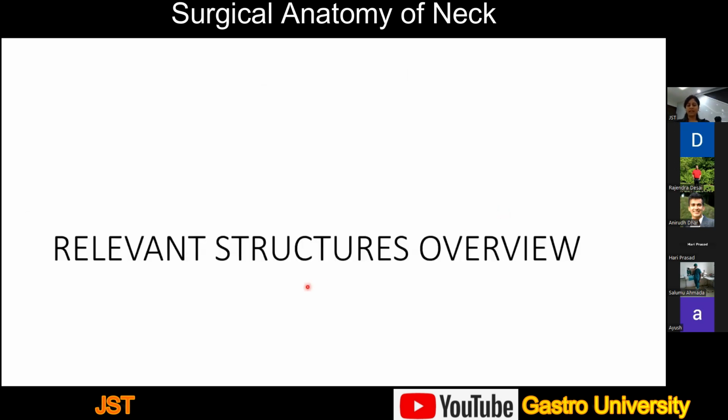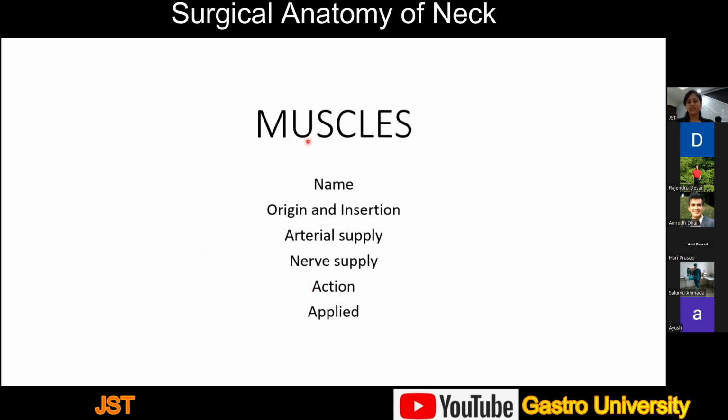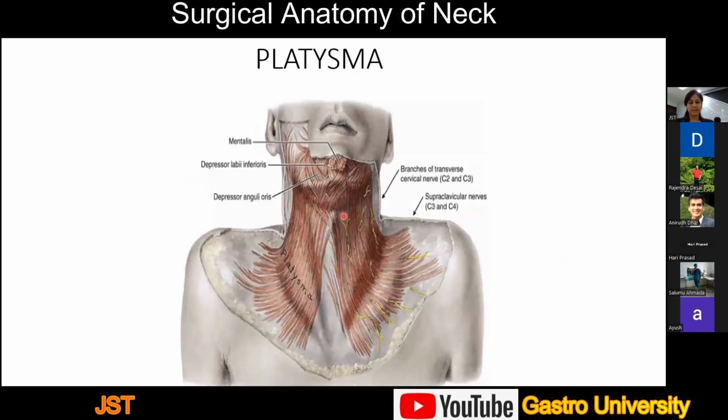Now let's look at the relevant structures. First, we're going to look at the muscles. The first muscle we're going to look at is the platysma. Now, platysma, we have spoken a lot that there's a subdermal plexus, and we need to go below the platysma to raise any flap in the neck. Let's quickly see what this muscle is.